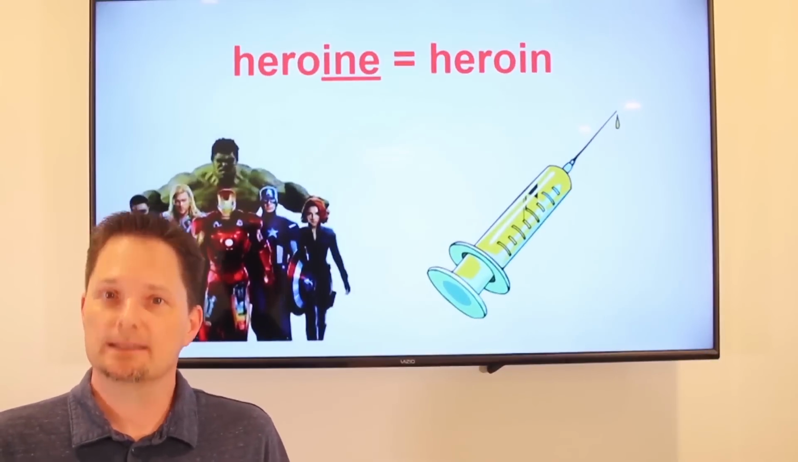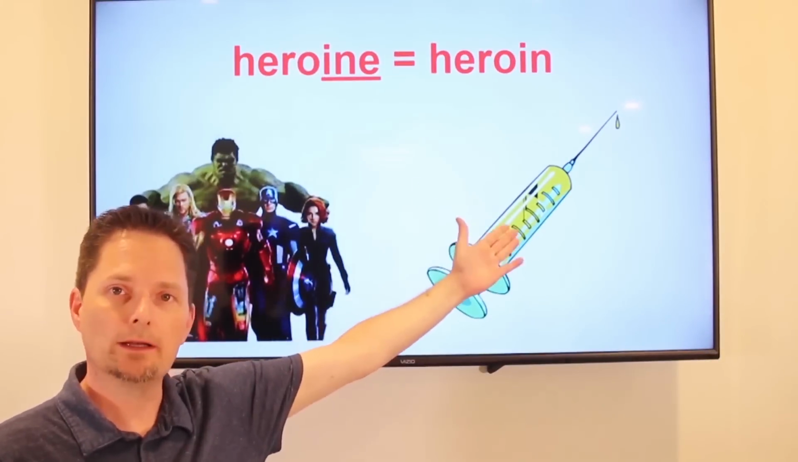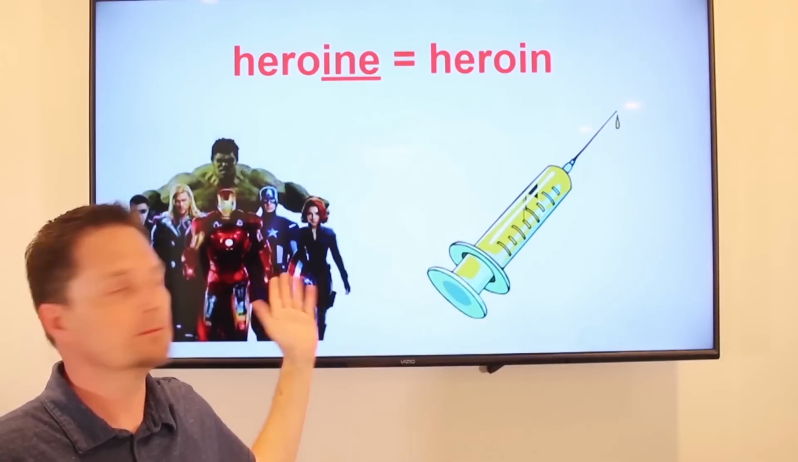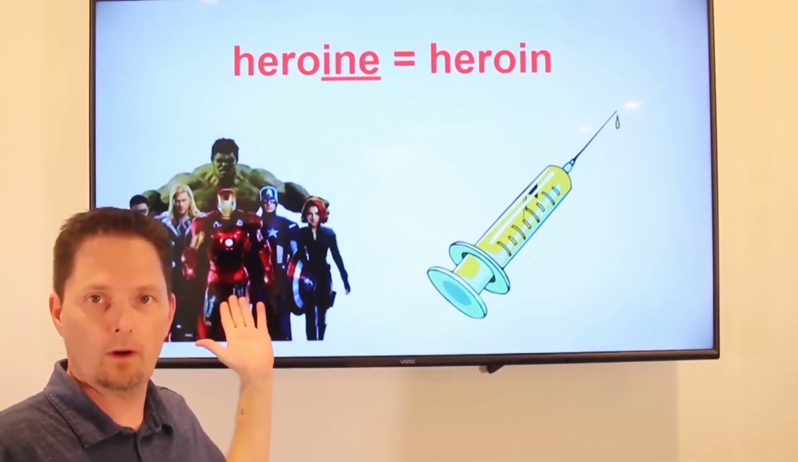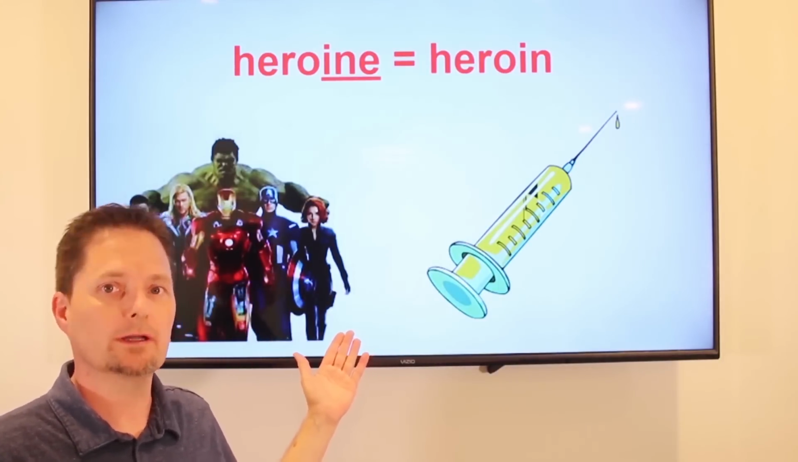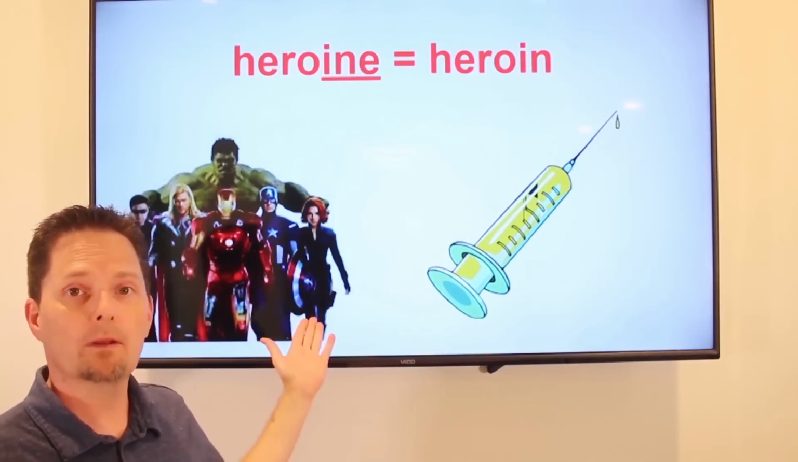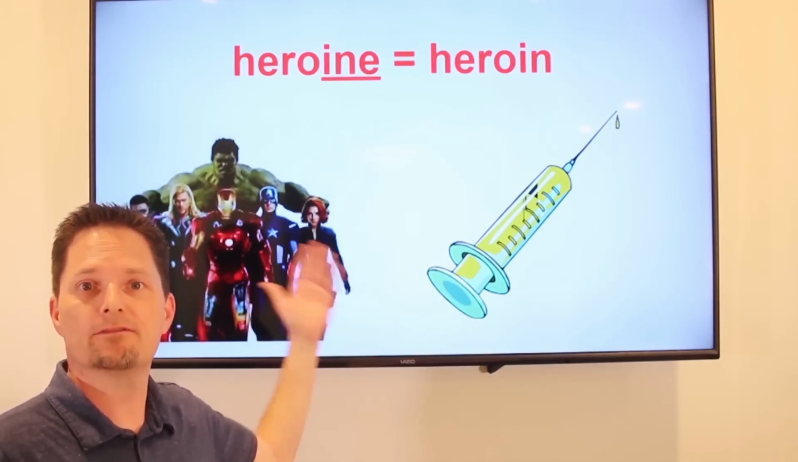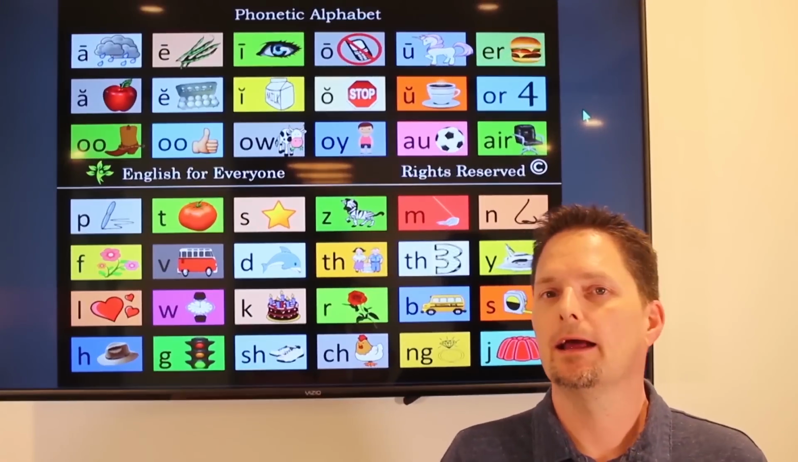Next we have heroine. The pronunciation is the same, the drug heroin and the person heroine. Hero is for a boy, and for a girl, we say heroine. It's a girl hero. So, Black Widow is the heroine of the Avengers. Pronunciation, heroine.